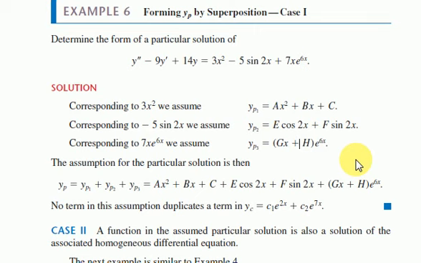Now you will solve all the other examples in the 4.4 exercise. You people will solve that.